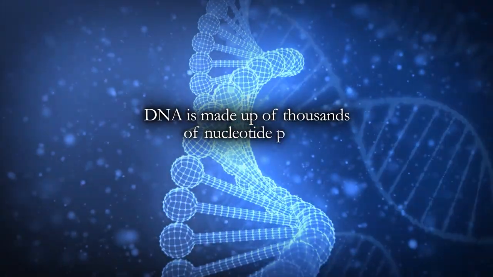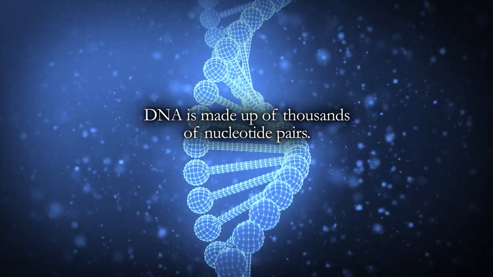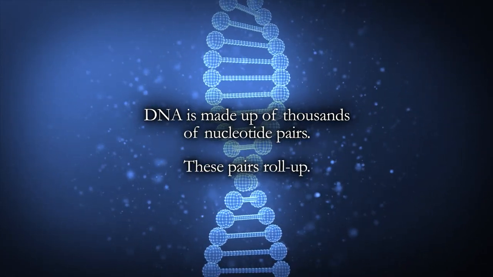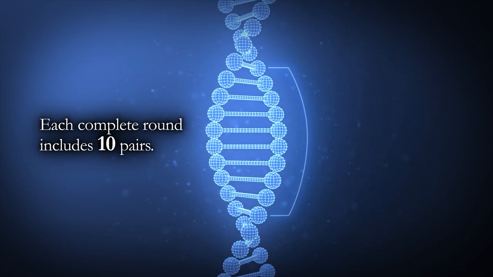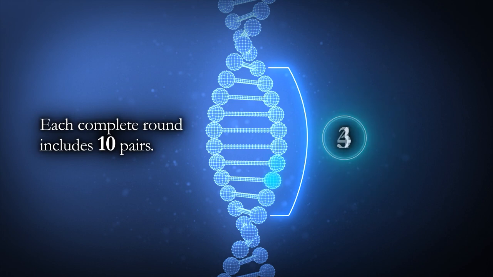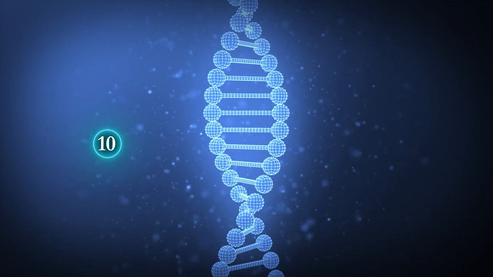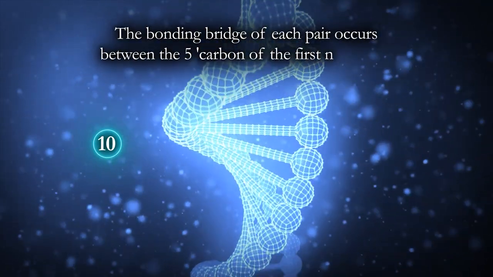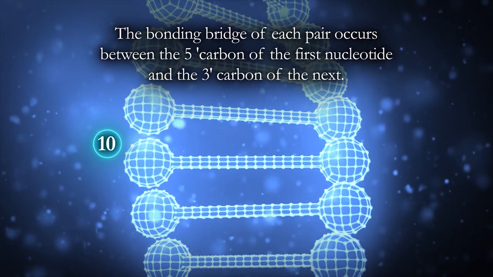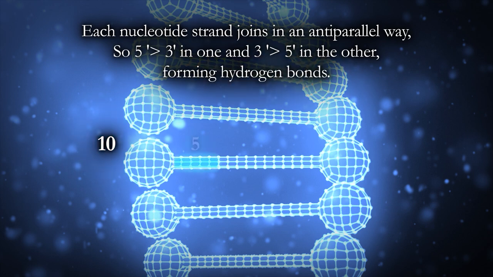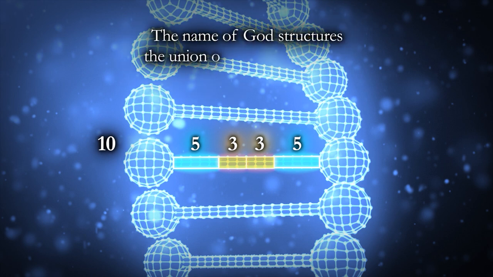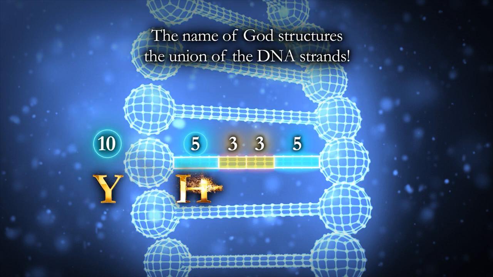DNA is made up of thousands of nucleotide pairs. These pairs roll up. Each complete round includes 10 pairs. The bonding bridge of each pair occurs between the 5 carbon of the first nucleotide and the 3 carbon of the next. Each nucleotide strand joins in an antiparallel way. The name of God structures the union of the DNA strands.